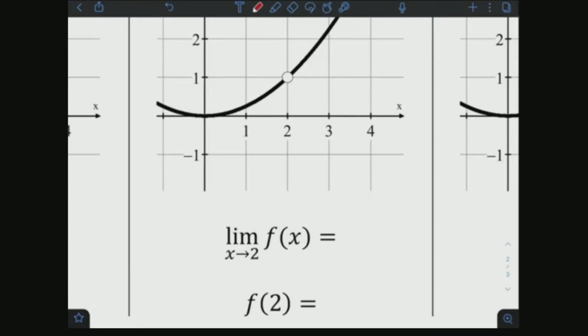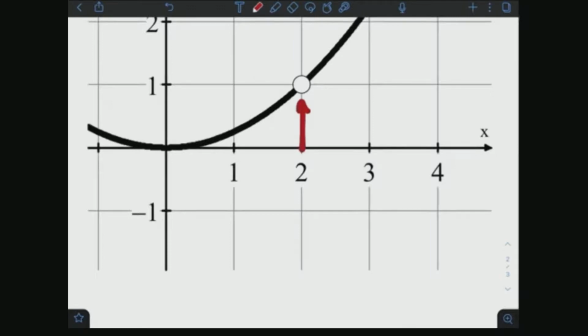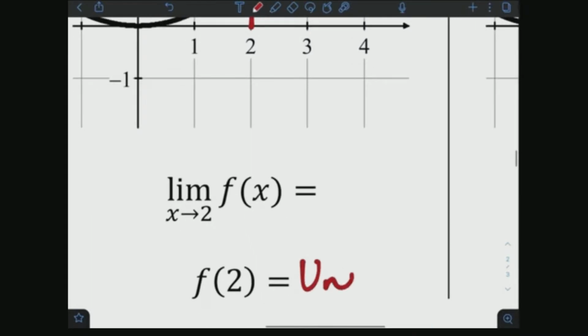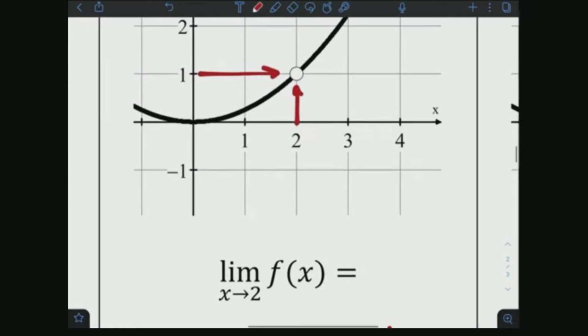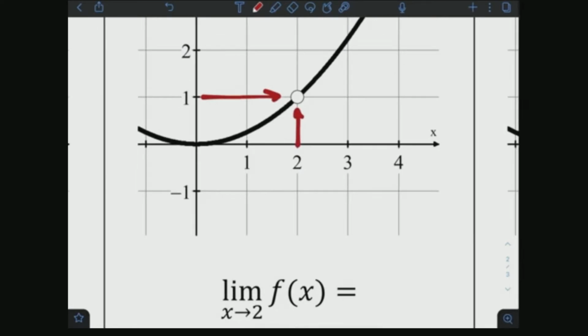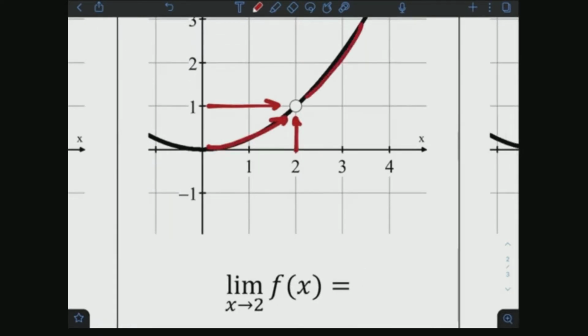Okay, so looking at this graph, it is not continuous, as it has a hole at the point where x equals 2. Therefore, f of 2 would be undefined. And this is where limits come in handy, because it's not actually the point f of x, it's approaching it, so it would still be 1 because it's approximate.